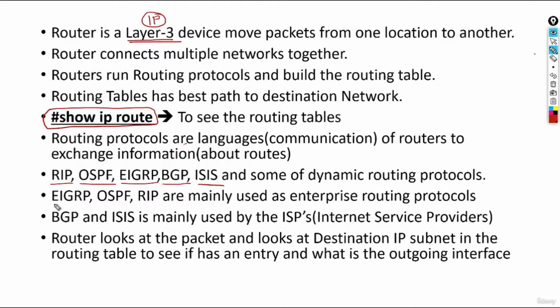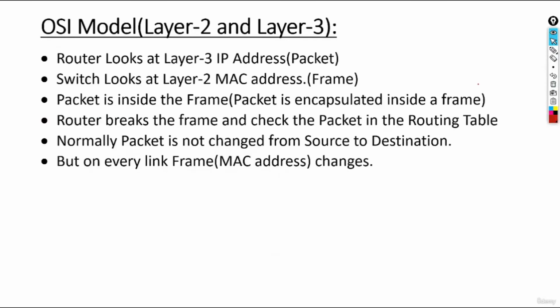So EIGRP, OSPF, and RIP are called enterprise routing protocols. That means big companies use these protocols. And BGP and IS-IS are called ISP routing protocols. That means Bell, Rogers, Telus, Verizon, Sprint, AT&T use BGP and IS-IS inside. And a router doesn't understand MAC addresses. A router looks at the packet and looks at the destination IP address in the routing table to figure out where to send the packet. So guys, again, this is a very important slide. Please go through it a couple of times to understand the basics.